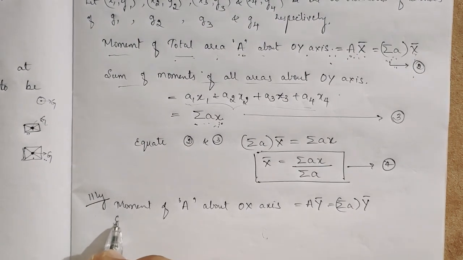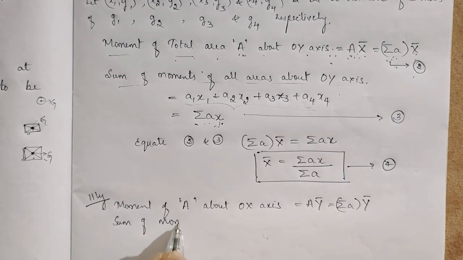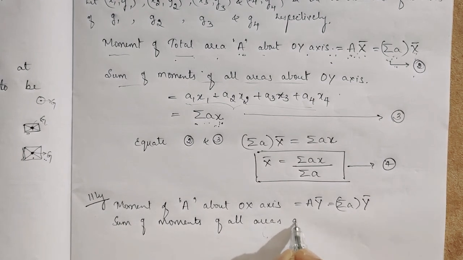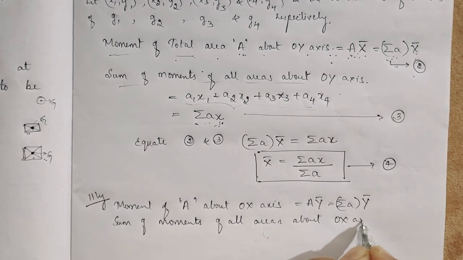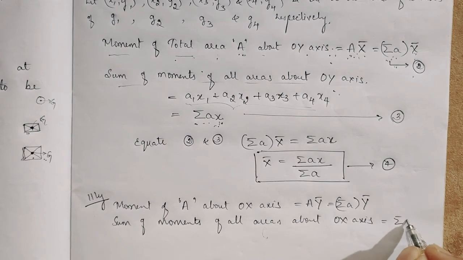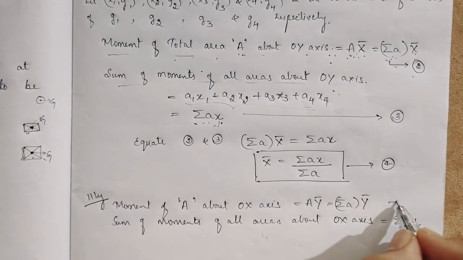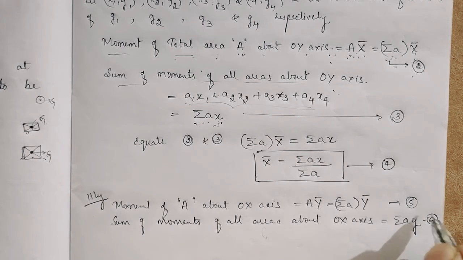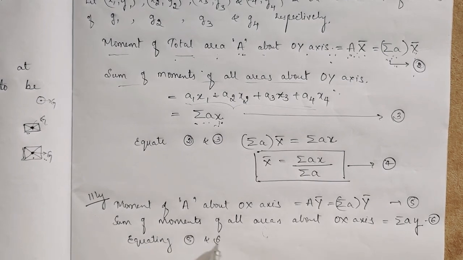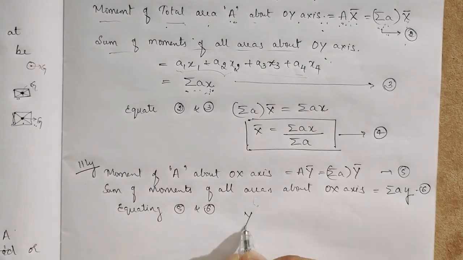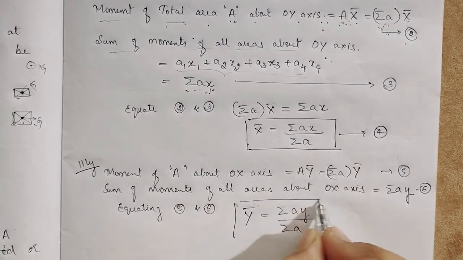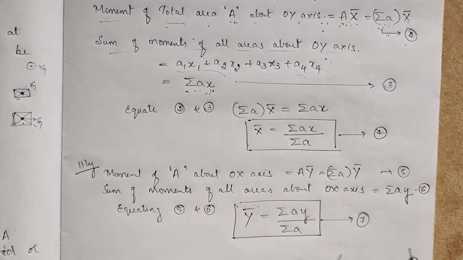So similarly, the sum of moments of all areas about the OX axis, if we do it the same way, it will be the summation of A into y. So, equating 5 and 6, what we get is: this y bar is equal to summation of A into y divided by summation of A. So this is equation number 7.